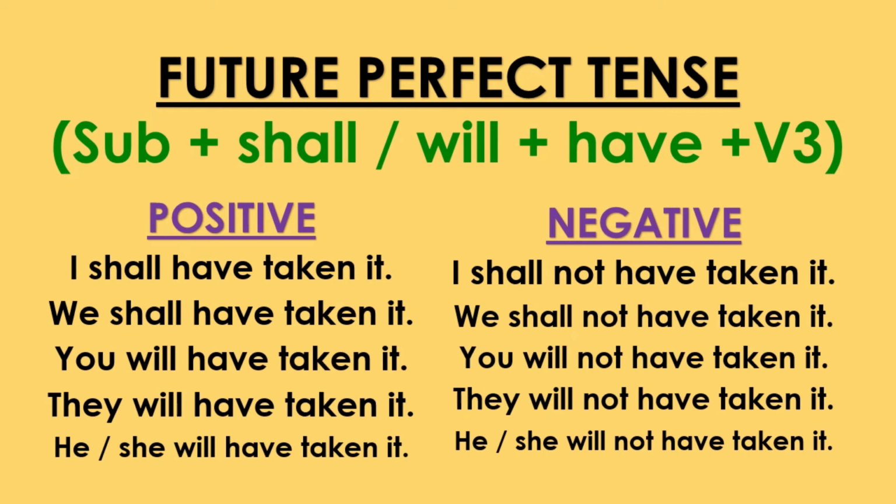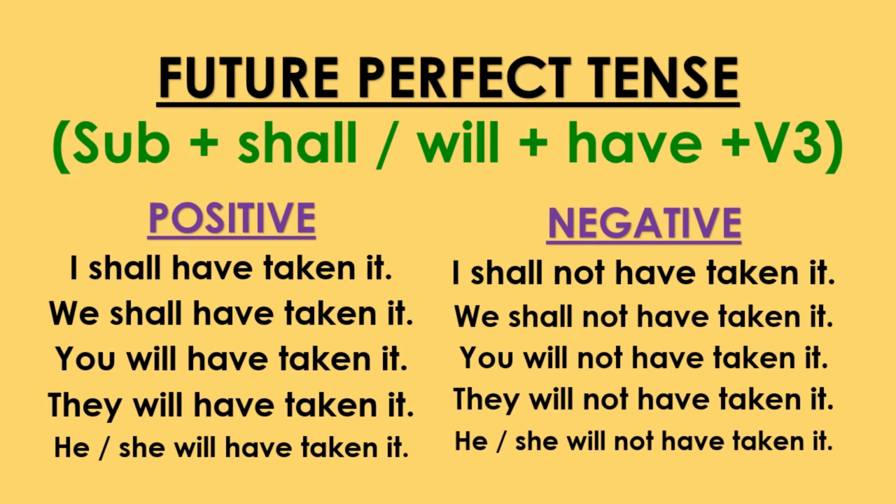Now once again, let me tell you students, whenever you are using not, it will come after the auxiliary verbs shall or will, and not after have. So it will not be like this, I shall have not taken it. It will be I shall not have taken it. I want every one of you to remember this.